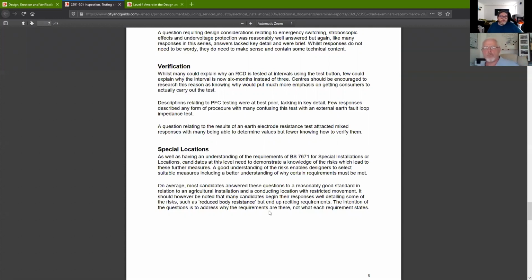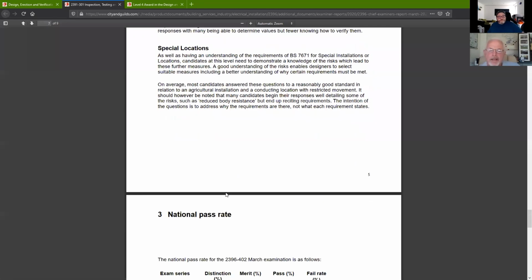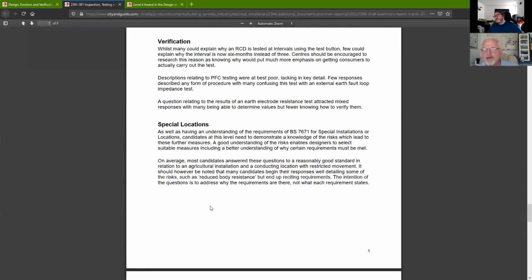On average, most candidates answer these questions to a reasonably good standard in relation to an agricultural installation and a conductive location with restricted movement. It should, however, be noted that many candidates began their responses with detailing some of the risks, such as reduced body resistance, but ended up reciting requirements. The intention of the questions is to address why the requirements are there and not what the requirements are. And that's a recurring theme, isn't it? That's a recurring theme: understanding why things are there, why these things are written, rather than what they are.